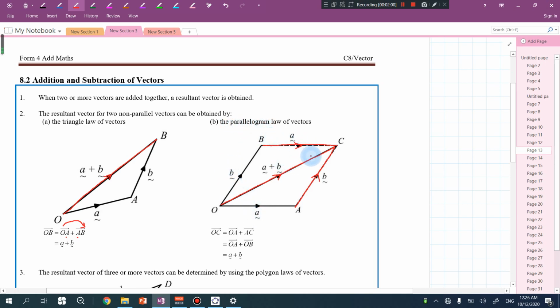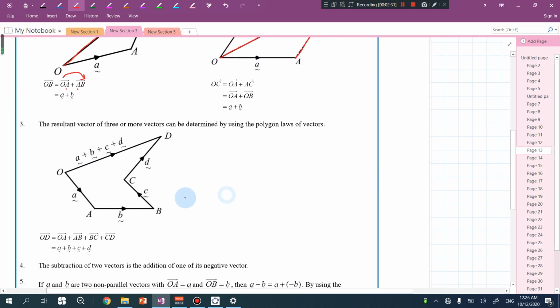If you don't want to use this law, you can also use the triangle law. You get exactly the same answer here. Let me show you. I want the resultant vector of vector A and B, it means A plus B. So I just move the B over here. Now I have a triangle, A plus B. So I know that the resultant vector of A and B will be over here.